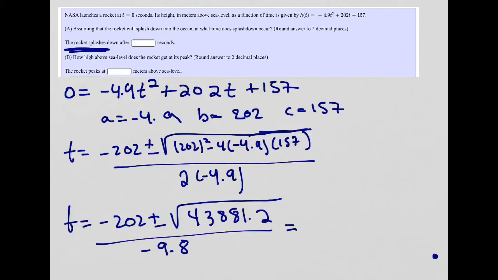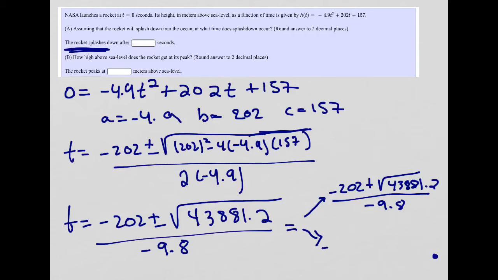So after I simplify inside the parentheses, I am left with 43,881.2. Now I'm going to break this into 2, the positive and the negative. And again, we're dealing with big numbers and decimals. We want to be careful. It's very easy to make a mistake.